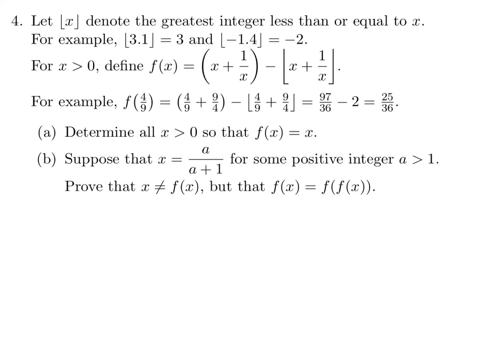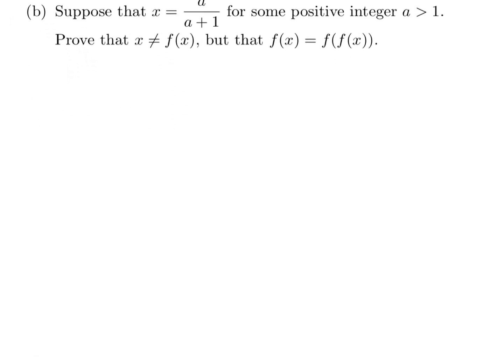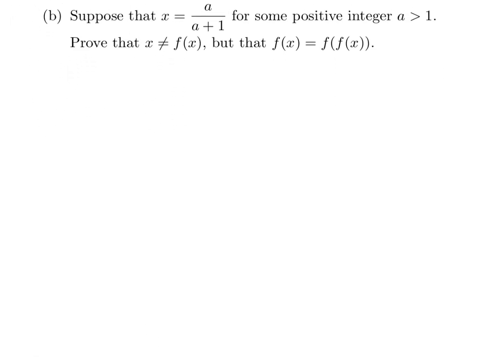Suppose that x is equal to a/(a+1) for some positive integer a greater than 1. Prove that x does not equal f(x), but that f(x) is equal to f(1/x). So they are telling us that we've got x equal to a/(a+1). a is greater than 1.